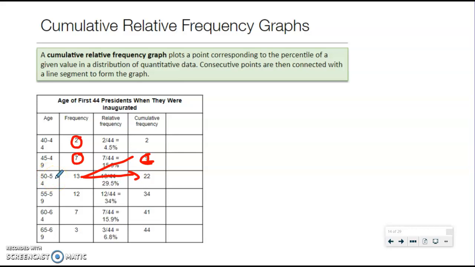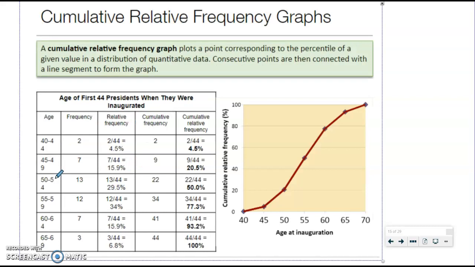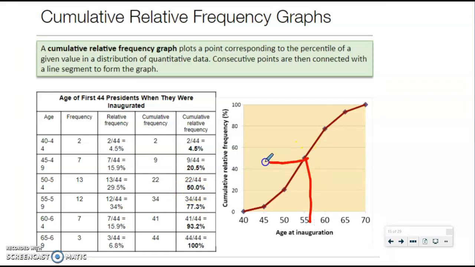We can look at that number and work with it, but we can mostly use it for percentile rank, which is the cumulative relative frequency. If I look at the age 50 to 54, it looks like 50% of the presidents' inauguration ages were at or below 50 to 54. Then I can say that 50% are above that, in the range of 55 to 69.